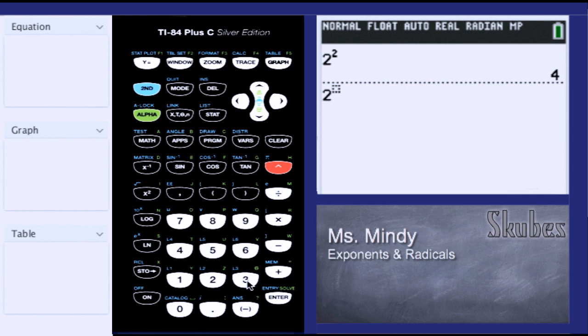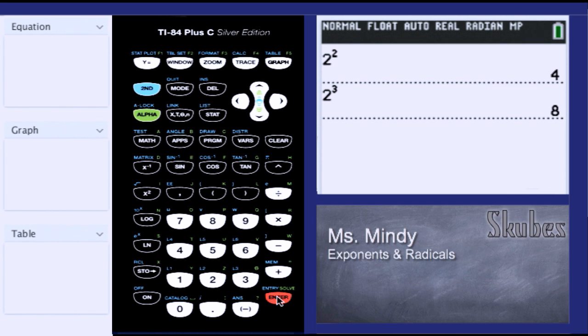So we're going to type in 2 cubed. So I'm going to type a 3. To get out of the exponent, you're going to use the right arrow key. So press the right arrow key, and that'll get you back down out of the exponent. And now you can press enter. And the answer is 8.